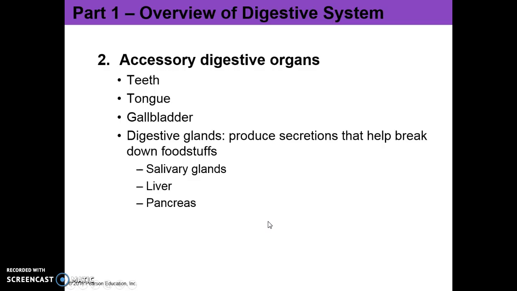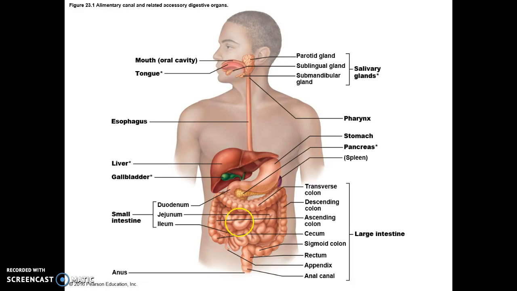The accessory digestive organs, well, those are your teeth, tongue, gallbladder, and then we have digestive glands, which produce secretions that help break down the foods that we eat. And those start at the salivary glands, the liver, which produces the bile salts, or we call it bile acids, and the pancreas, which also produces digestive enzymes as well as the bicarbonate. So here's this gross anatomy showing you the digestive tract as well as the accessory organs associated with this system.